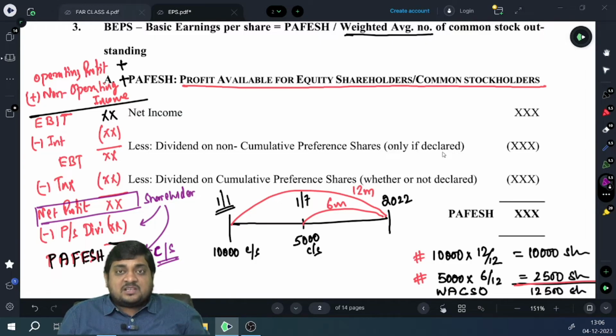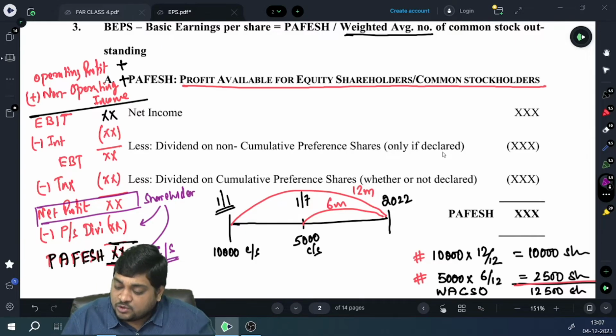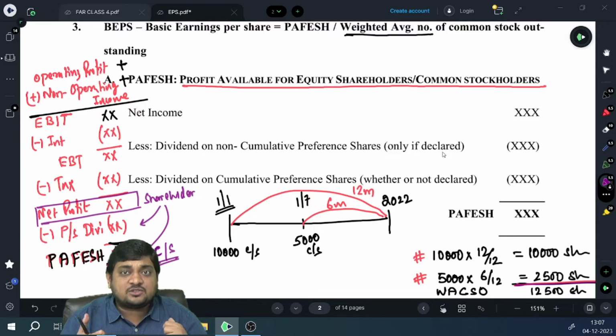If a person is holding a share for the full year, we need to consider it in full. If a person is holding shares for 6 months during the year, then we need to do it proportionately, right? So our effective common stock is 12,500. So this is profits divided by the weighted average number of common stock outstanding, and we get earning per share, right? We will do a lot of examples based on this, and then things will become clear.